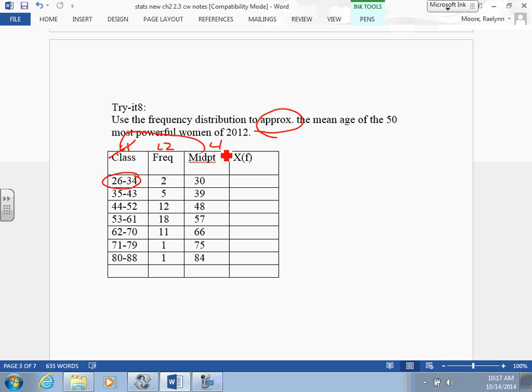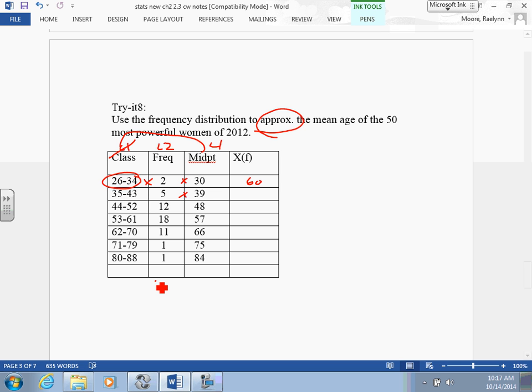You can't do this either. There's nothing to multiply here. So instead, we use the midpoint and we multiply with the midpoint. Then it does the same thing. It adds them all up. It divides by the frequency, total frequency. So you're going to use a midpoint. And by doing this, we can approximate your mean.